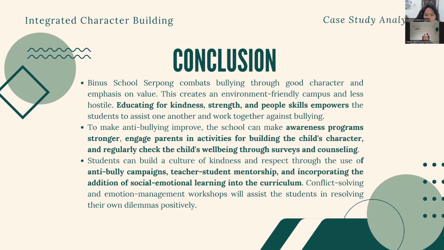To make anti-bullying efforts improve, the school can make awareness programs stronger, engage parents in activities for building the children's characters, and regularly check the children's well-being through surveys and counseling. Students can build a culture of kindness and respect through anti-bullying campaigns, teacher-student mentorships, and the addition of social emotional learning into the curriculum. Conflict solving and emotional management workshops will assist students in resolving their dilemmas positively.